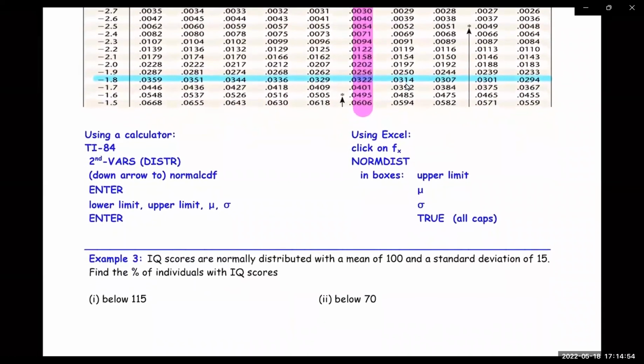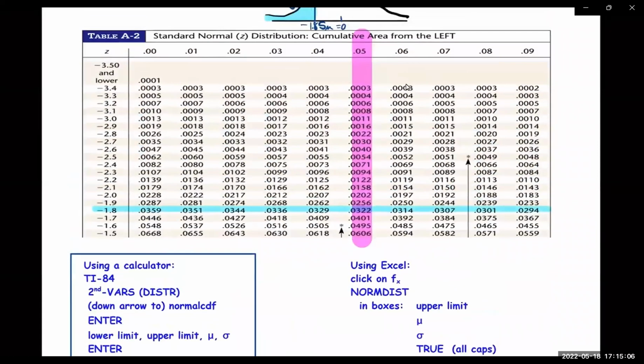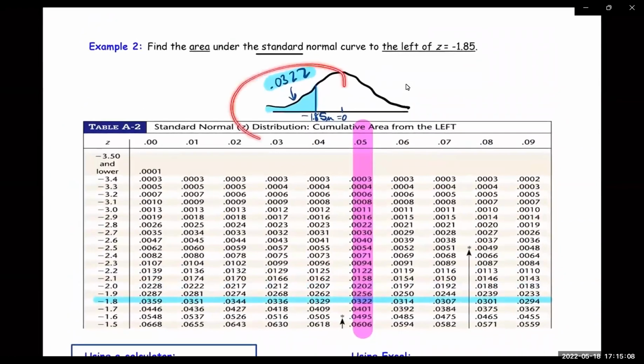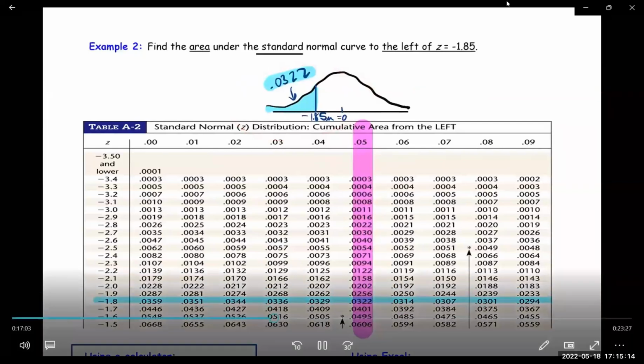All right, they also show you how to do it using the calculator. I think some of you have a graphing calculator, right? So let me show you how to do this on your calculator. So let's say you wanted to find this, but you didn't want to use the table. Let me show you the calculator first, and then I'll show you the steps.